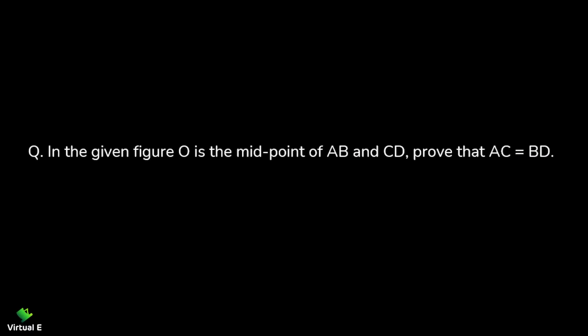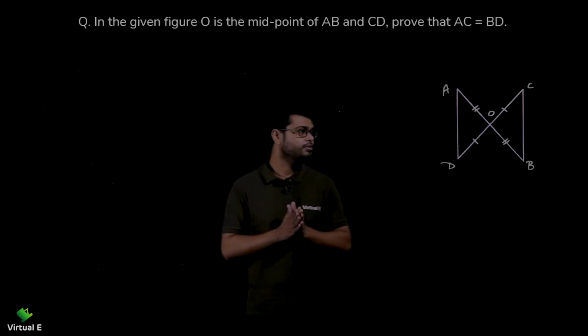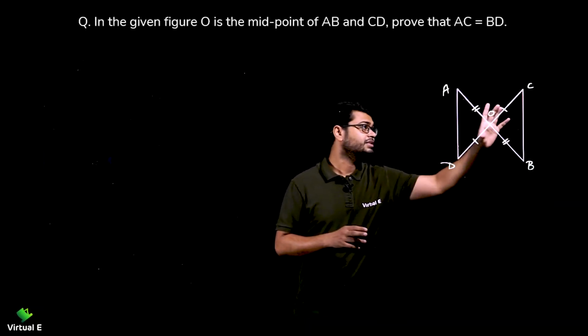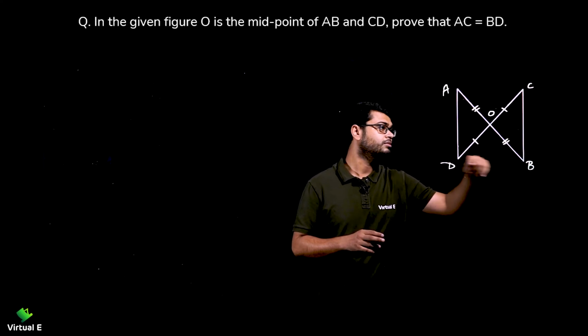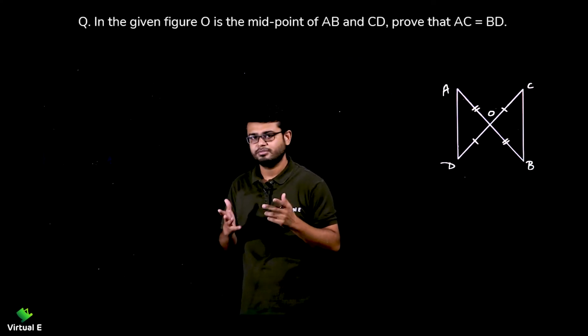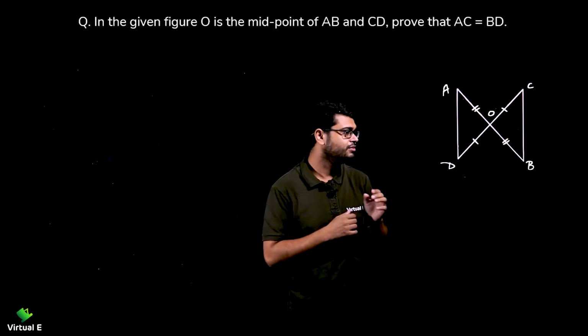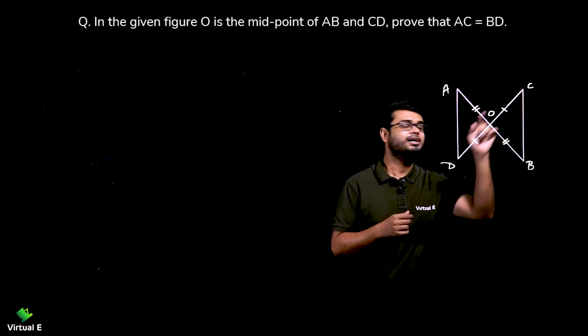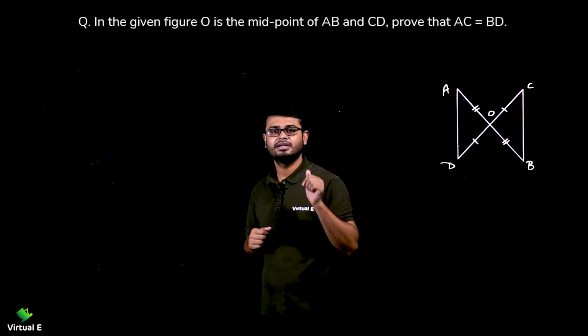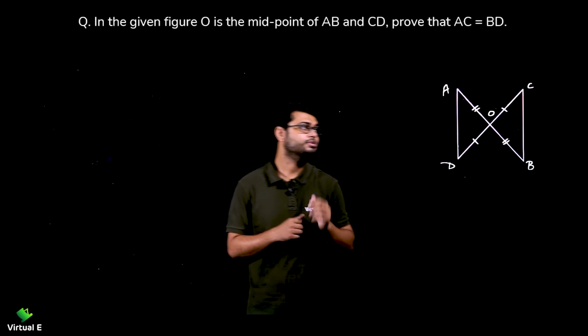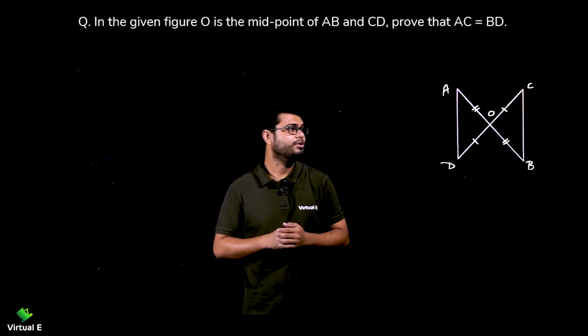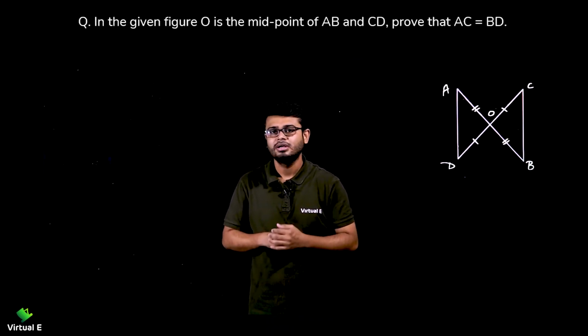In the given figure below, O is the midpoint of AB and CD. Prove that AC is equal to BD. So we need to prove AC is equal to BD. Now how shall we approach it? Because if you see over here, these lines are not connected first of all, right? So how shall we approach this question? It plays a very important role. So let's start.